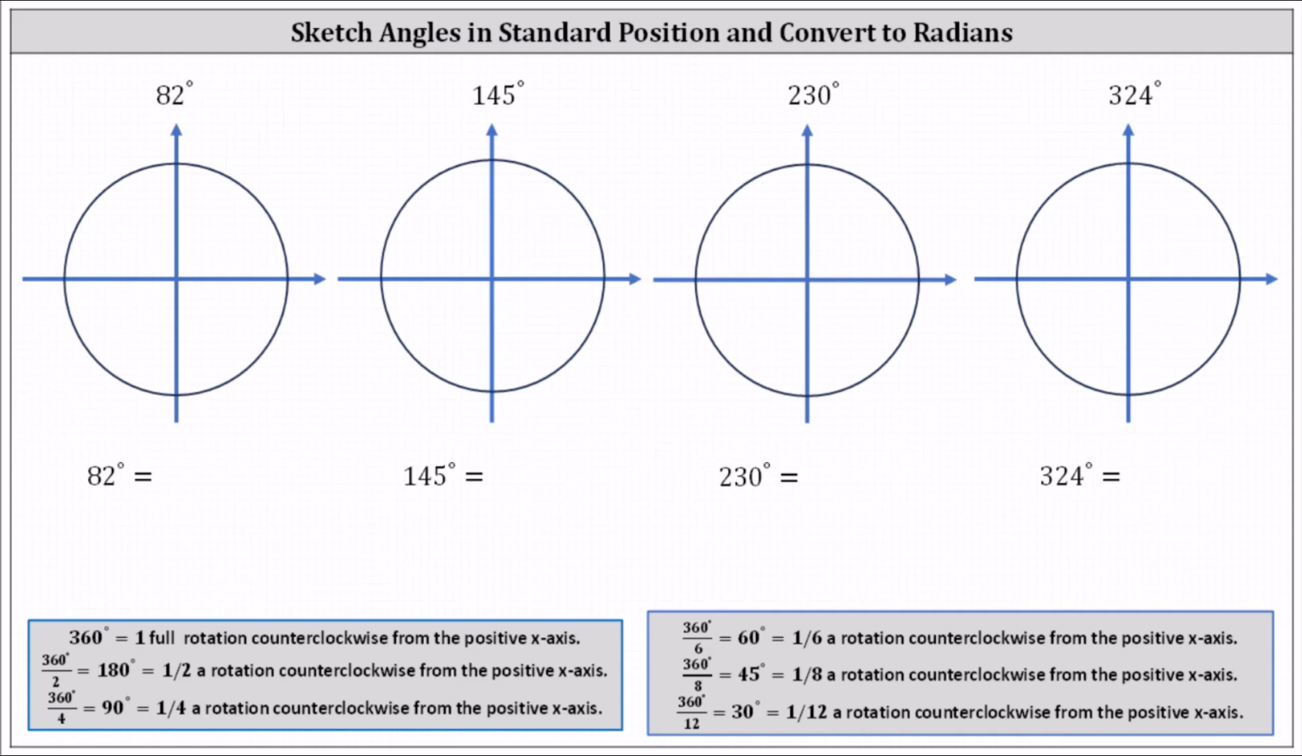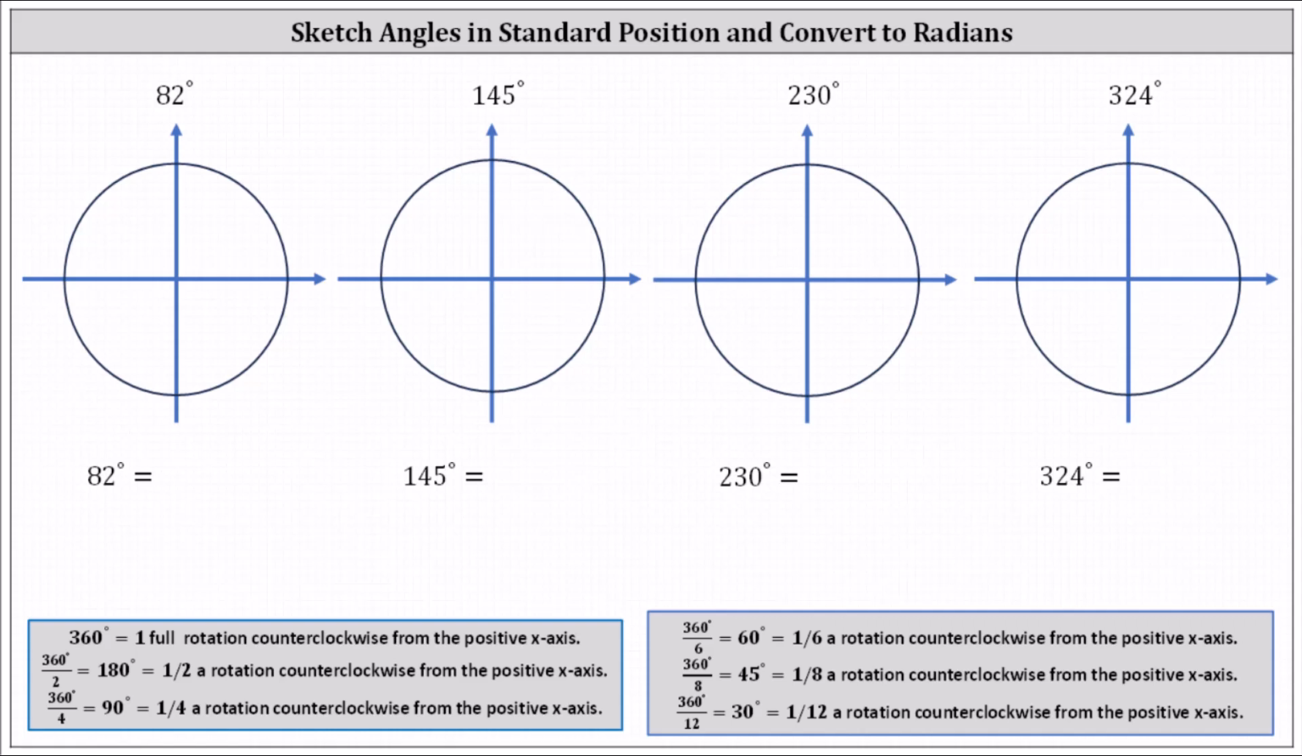We want to sketch each angle in standard position and then convert the angle in degrees to radians. When an angle is in standard position, the initial side is along the positive x-axis. When the angle is positive, the rotation is counterclockwise. When the angle is negative, the rotation is clockwise.